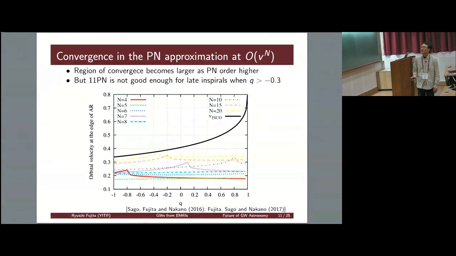But for the case of positive spin parameter, in the strong field region, even 11 PN is not enough to investigate inspirals for this spin value. So these are the status of the first order dissipative self-force.